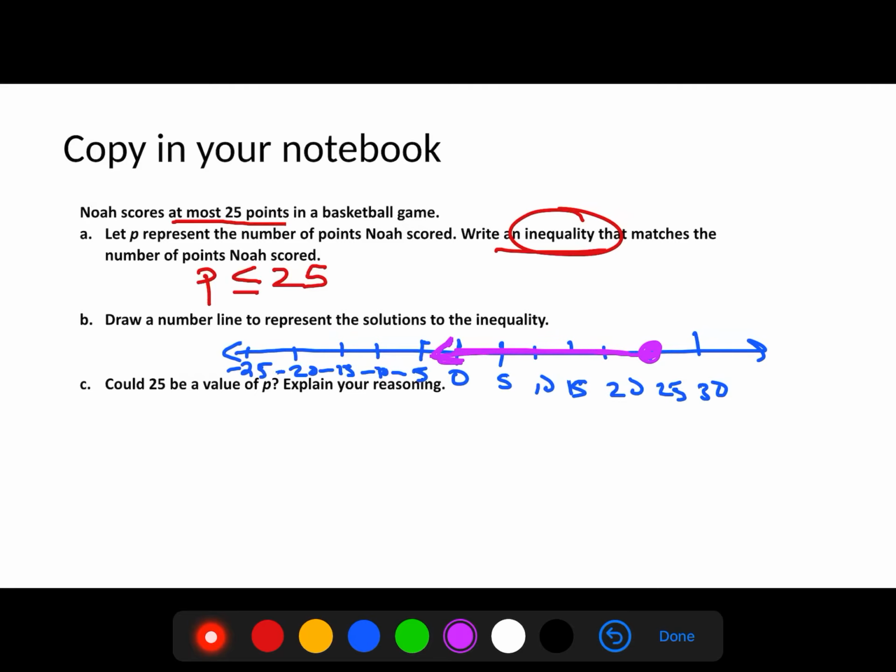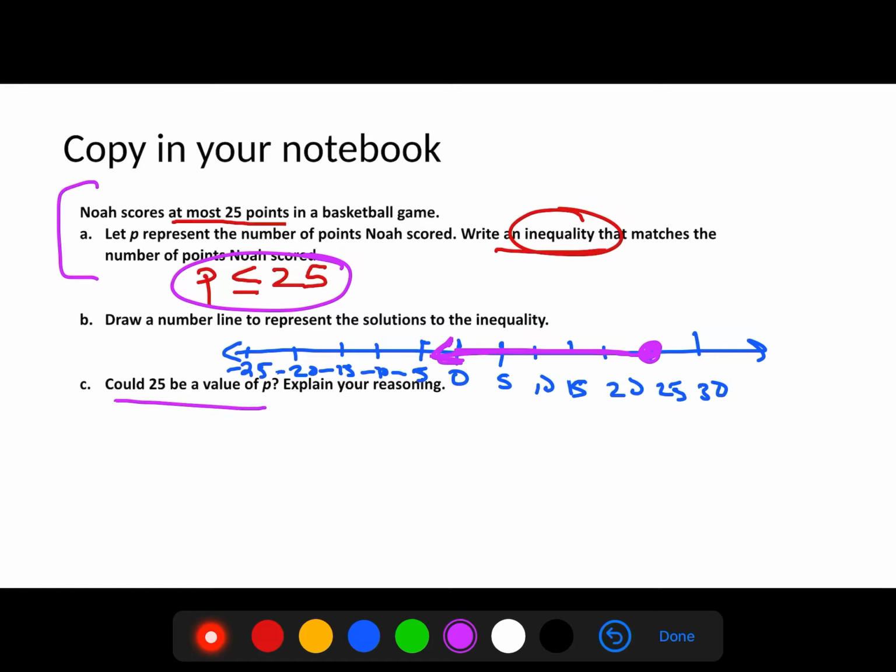Now I want you to think about something. Technically, this inequality includes negative numbers, right? But this is a real life scenario. So make sense of it. In a basketball game, could you score negative points? No, right? So in this particular scenario, you just have to make sense of it. And while this inequality does include negatives, the actual real life scenario of Noah scoring less than 25 points wouldn't include negative numbers. So just make sense of that.